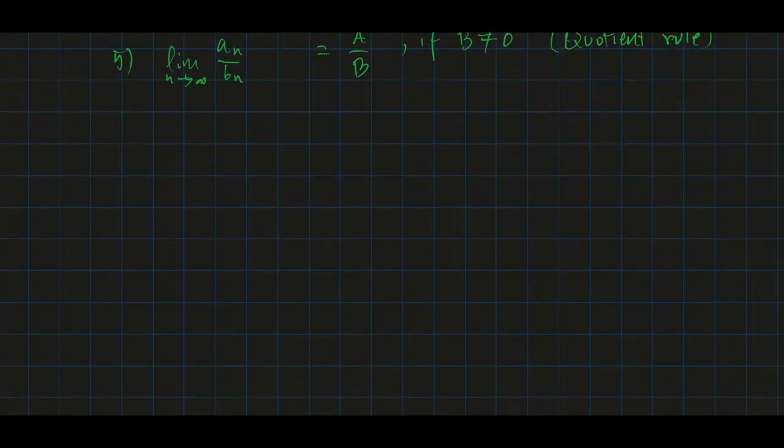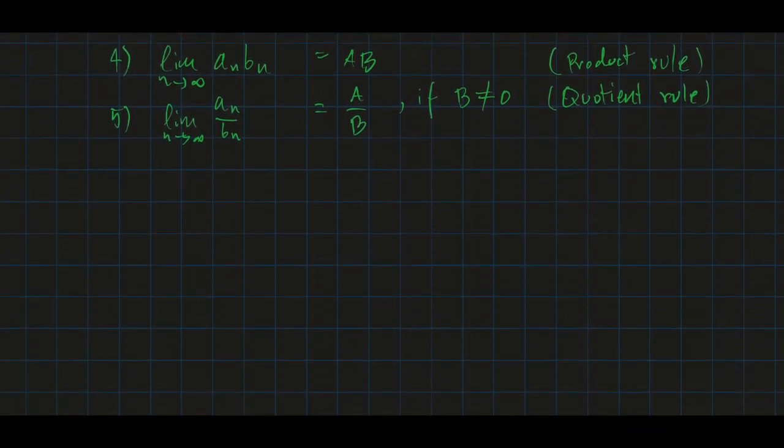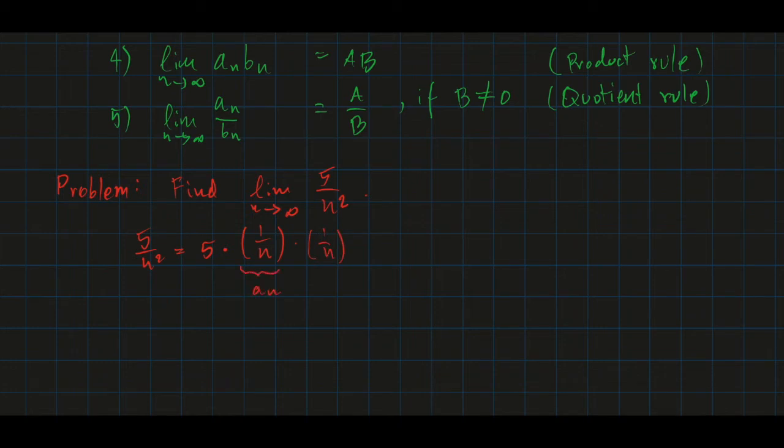Okay, let's now use these 6 results here to compute some limits. Problem. This problem asks you to find the limit of the sequence 5 divided by n squared. Okay, how do we use the theorem? Well, we first write 5 divided by n squared equal to 5 times 1 over n times 1 over n. And I call this an, I call this bn. And then we know that an converges to 0. That's 1 over n. That's easy, we know that. bn also converges to 0.